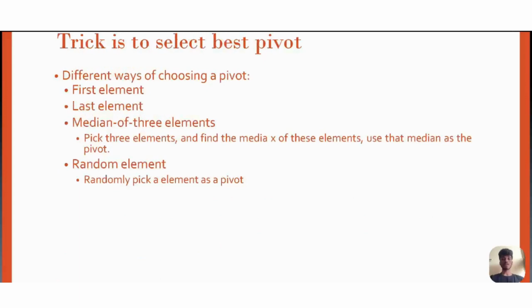The trick is to select the best pivot. Different ways of choosing a pivot: first element, last element, or median of 3 elements. Pick 3 elements and find the median x of these elements, then use that median as the pivot. Random element: randomly pick an element as the pivot.